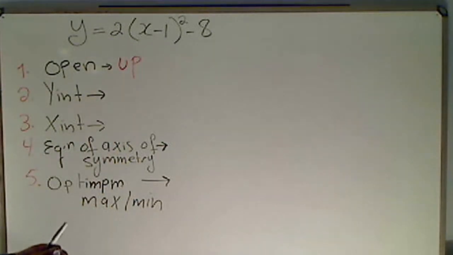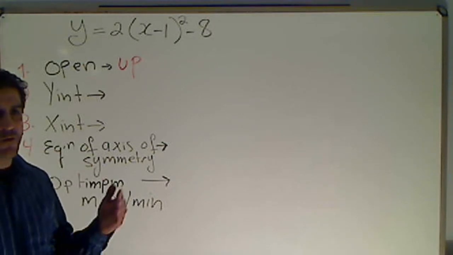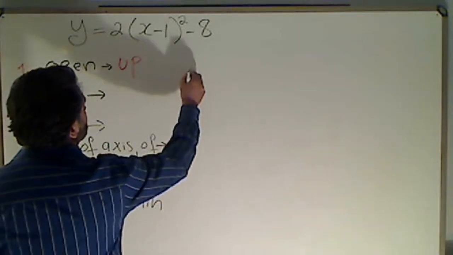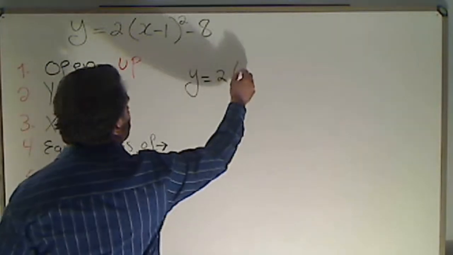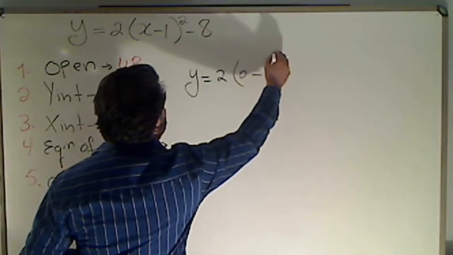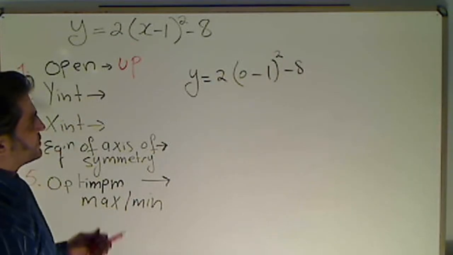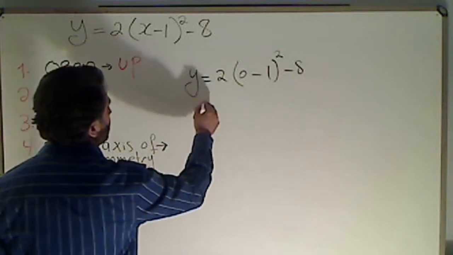And the second step would be finding the y-intercept. How do we determine the y-intercept? We substitute 0 for x in the given equation. So let's do that right here. We have y equals 2, bracket open, and we substitute 0 for x, minus 1, to the power of 2, minus 8. So we apply BEDMAS here. We do the brackets and exponents, then multiplication, and then addition and subtraction.